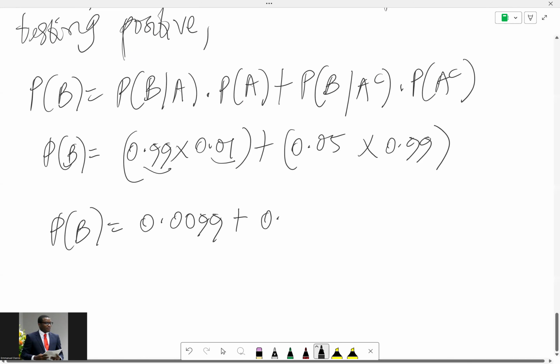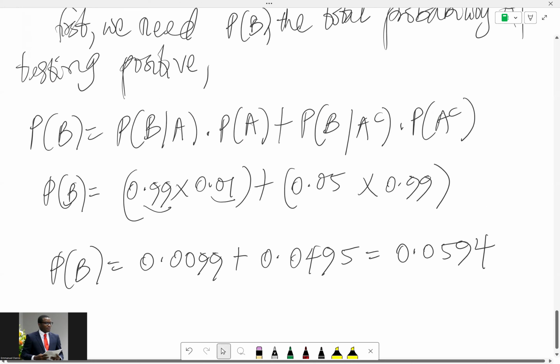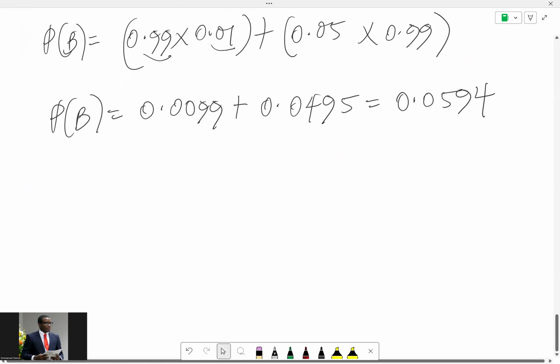That is 4 decimal places, 0.0495, and all of that results to 0.05 + 0.94 = 0.0594. Okay, so that is P of B first, but that's not where we are going to. So that's P of B. Now we can apply Bayes theorem.